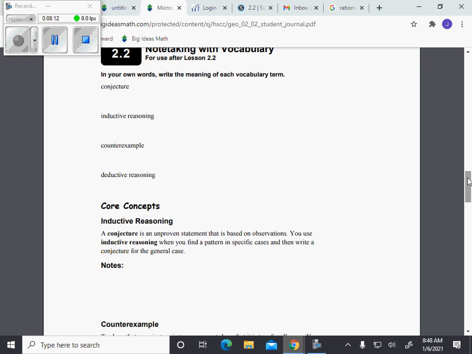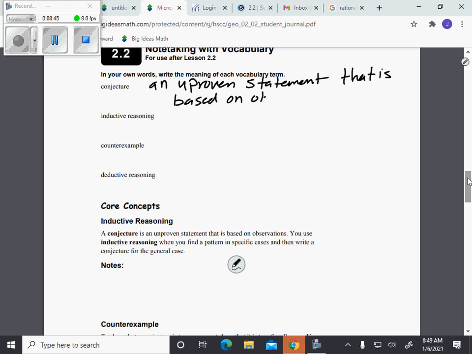In your own words, again, if your words don't match mine, that's fine. I'm going to write what the book says, how I interpret it. First one, conjecture. A conjecture is an unproven statement that is based on observations. Okay.